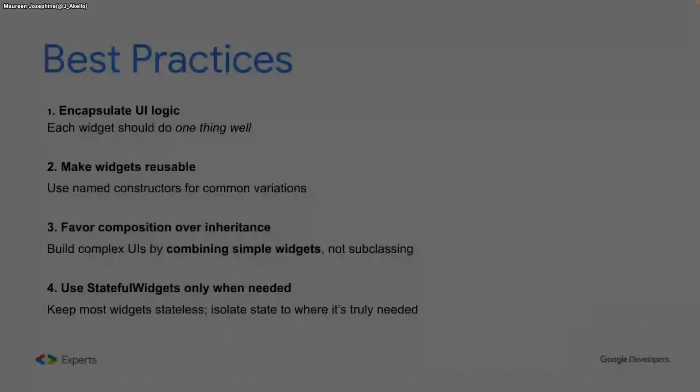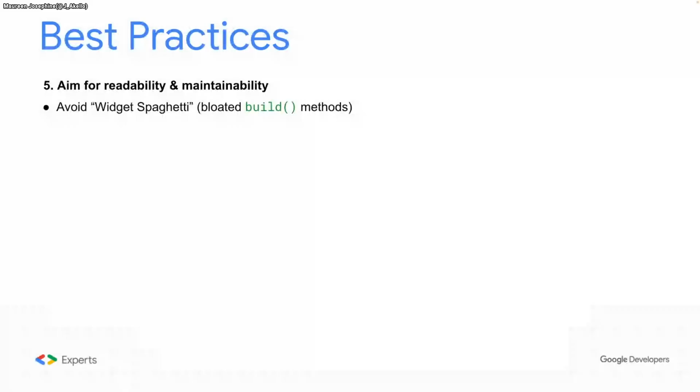And as I continue, aim for readability and maintainability. To avoid spaghetti widgets that bloat the build, it's recommended to have well-structured small widgets to help you avoid spaghetti widgets that have lots of things together.